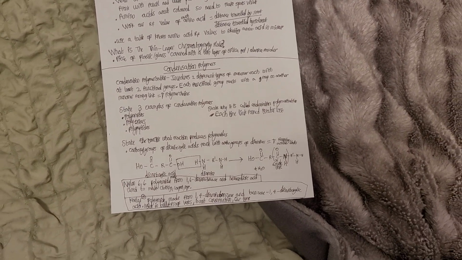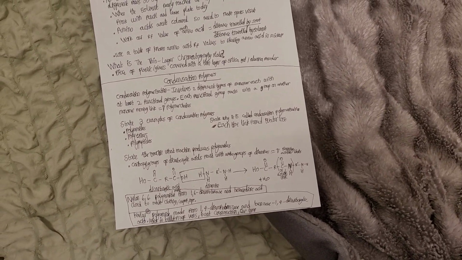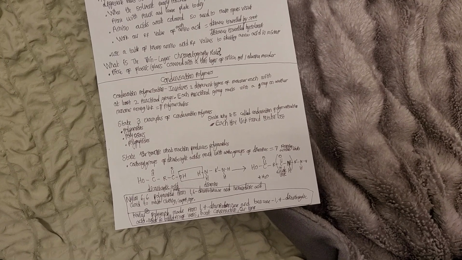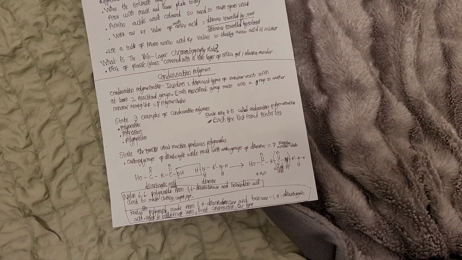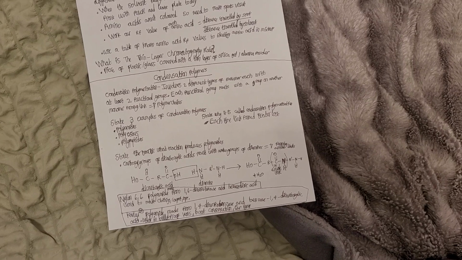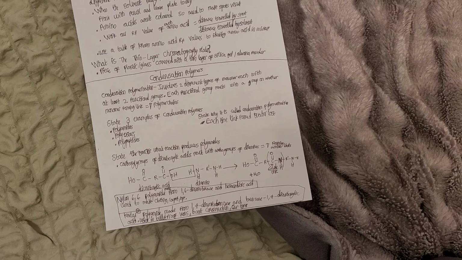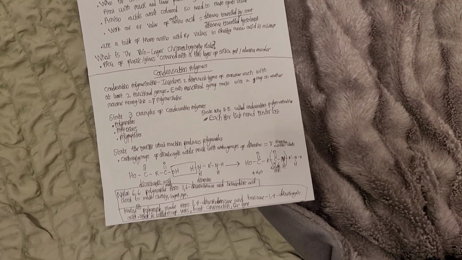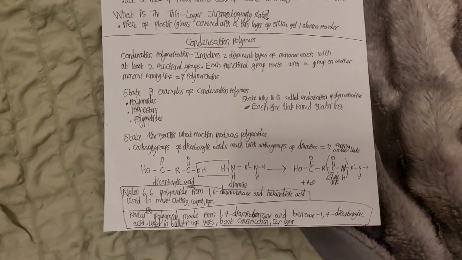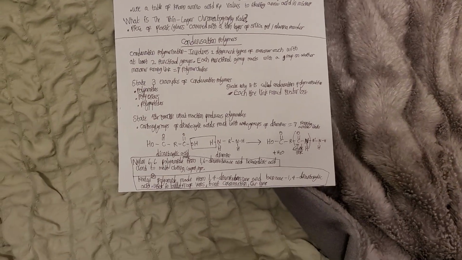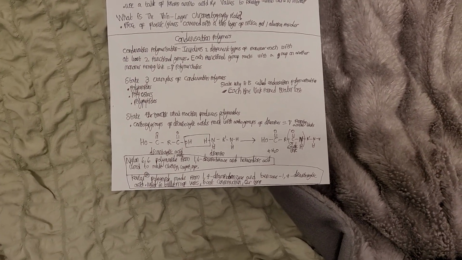Condensation polymers. The definition of condensation polymerization involves two different types of monomers, each with at least two functional groups. Each functional group reacts with a group on another monomer, forming a link, therefore causing the polymer chains. So, three examples of condensation polymers: polyamides, polyesters, polypeptides.